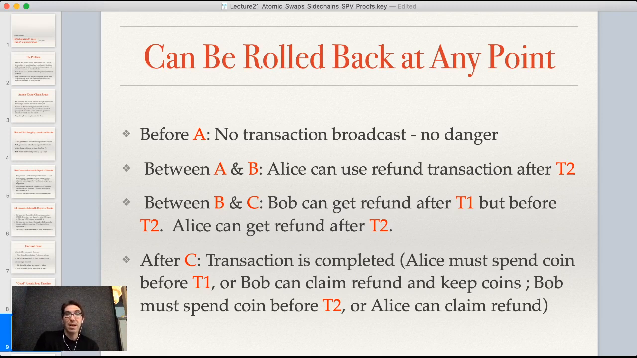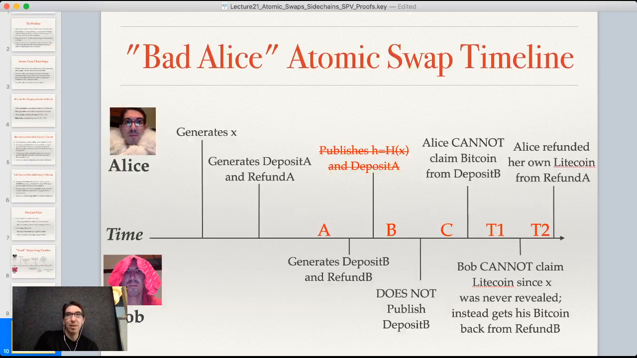So Alice has to send her coins on to make sure Bob doesn't claim the refund. Bob, same way. As long as you're following the rules of this, it generally will happen atomically. Or it actually will happen atomically, rather.